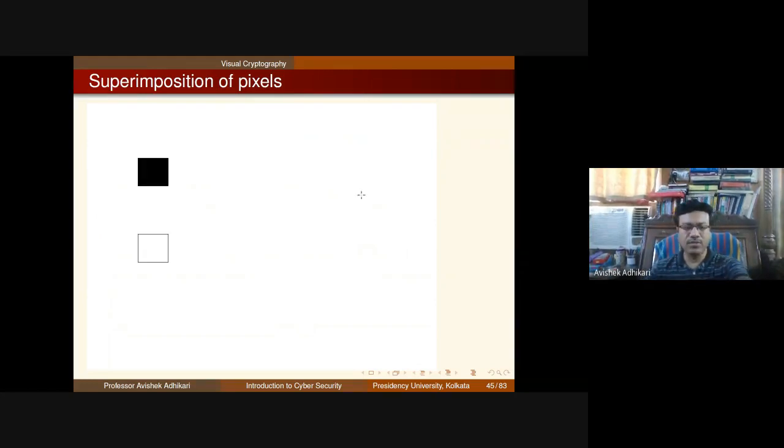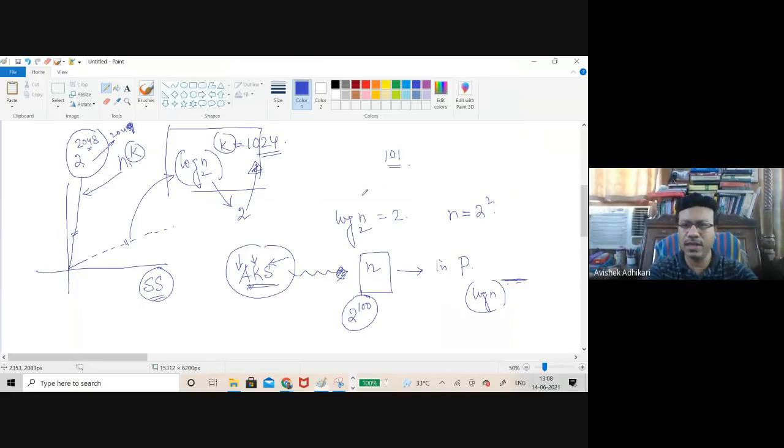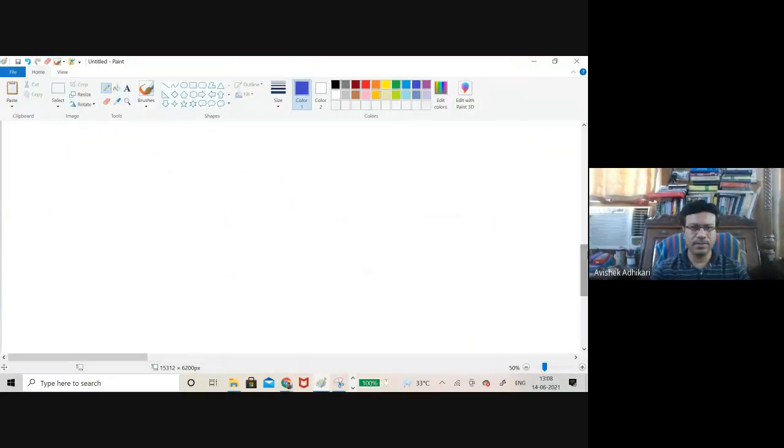First, suppose we consider any image. Suppose this is my black and white image. If you zoom into any image, the size of the image will increase and ultimately it will be distorted. When you have zoomed to the maximum level, you will find that there are some boxes. So every image is made up of boxes.